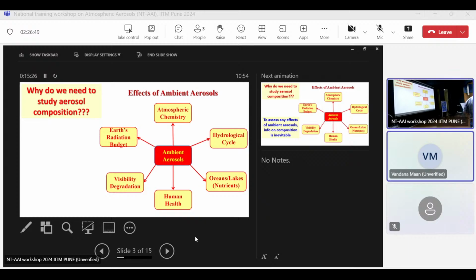So broadly, there are many more, but these are the major things for which we study aerosol. Now, can anybody tell what is the role of composition in atmospheric chemistry?